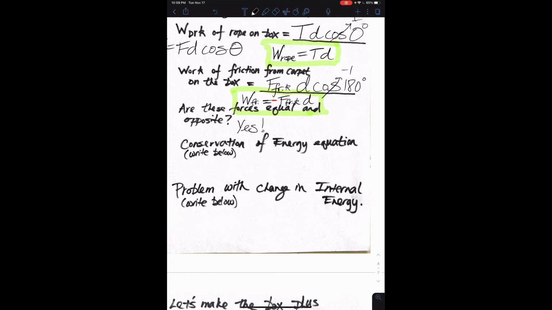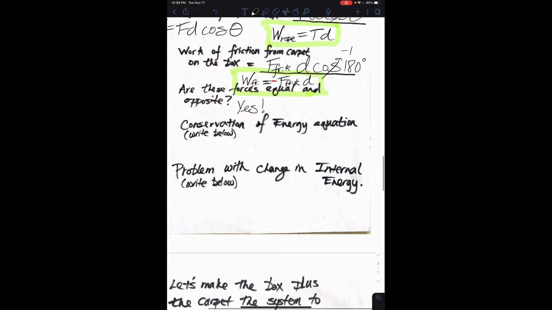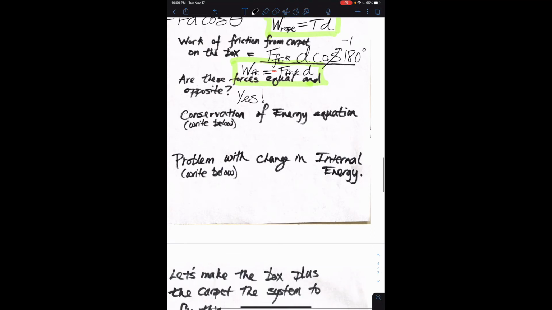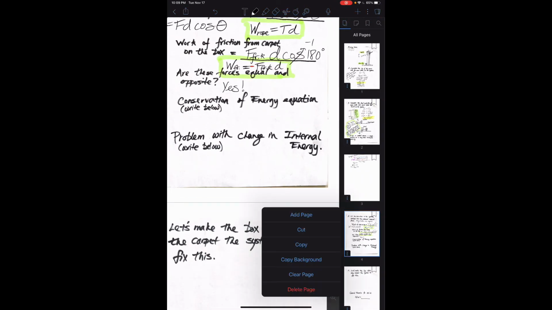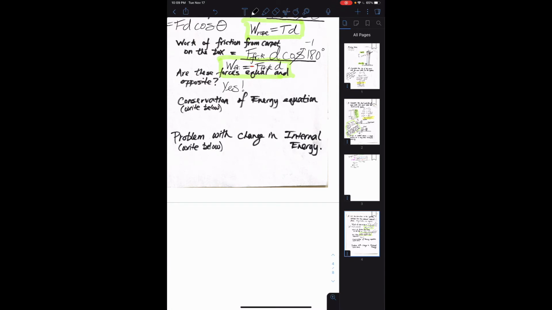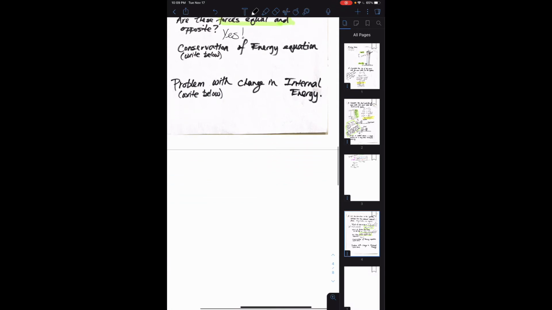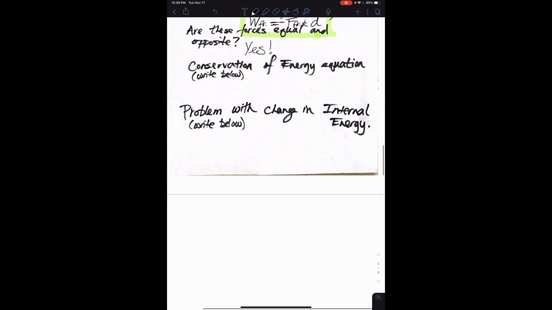Okay, so let's write the conservation of energy below. And I think I'm going to add a page here just because I like a little more room to write here. Okay, let's get rid of that. So we're saying, let's go ahead and write EI equals EF.